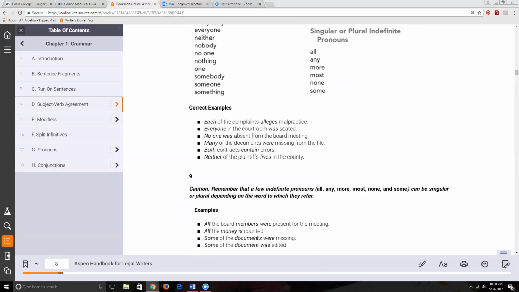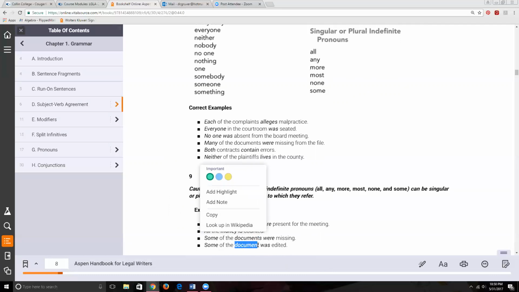Here we have some of the documents. Well, obviously we're talking about more than one document. We can count the documents. We've got an S on it. And you can see money, another thing is that money is not countable, so we don't put an S on it. Just like when we talk about salt, or sugar, or flour, we can't count it, so we think about it as being singular. But documents can be counted, so we say "some." Some means more than one of a countable item, so we're going to use plural.